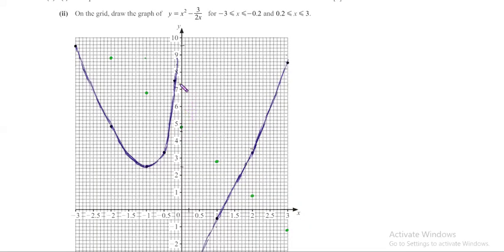So I have marked a few points on this side as well. 2 units up, 1 unit across. Likewise, I have marked a few points. And now I'm going to connect these points with a straight line. And this is how that straight line would look.